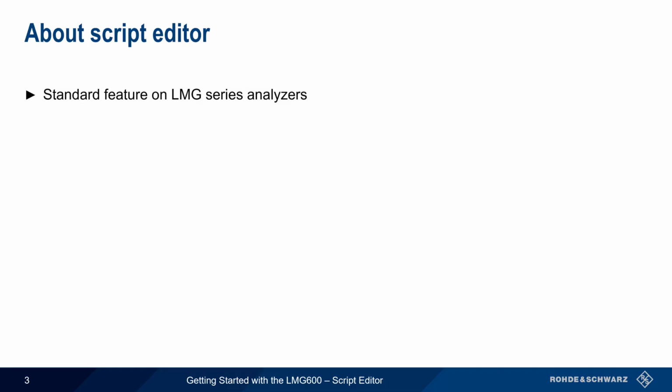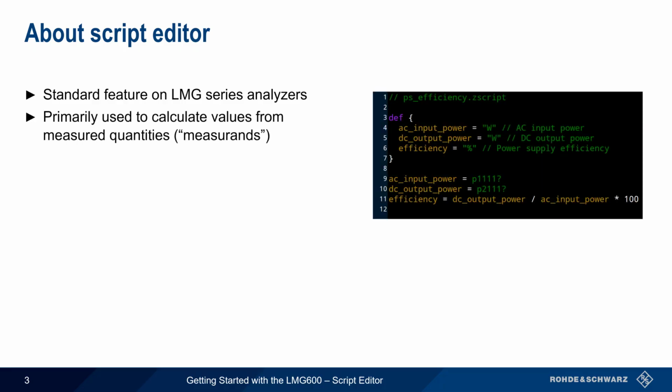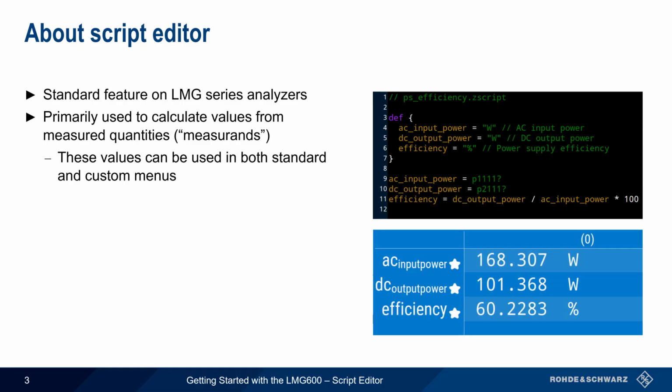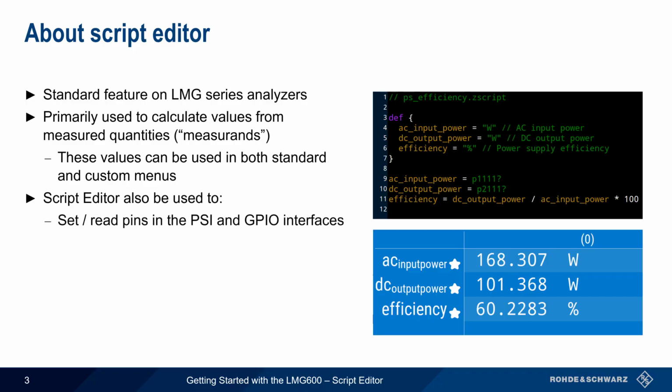The Script Editor is a standard feature on LMG series analyzers and is primarily used to calculate values from measured quantities or measurands. These values can then be used in both standard menus as well as in custom menus. In addition, the Script Editor can also be used for other functions. One example is reading or setting the values of pins in the PSI and GPIO interfaces, both of which can be used to interface with external devices. It can also be used to save snapshot data and write sets of values to a log file.